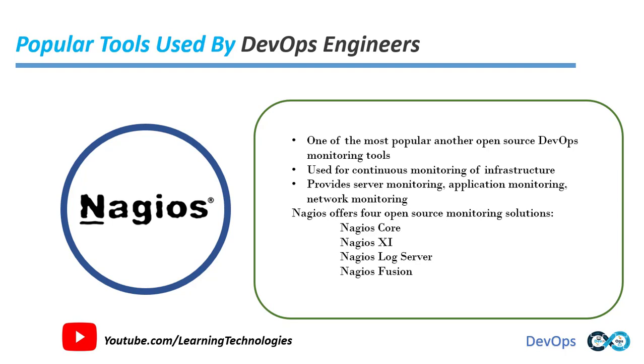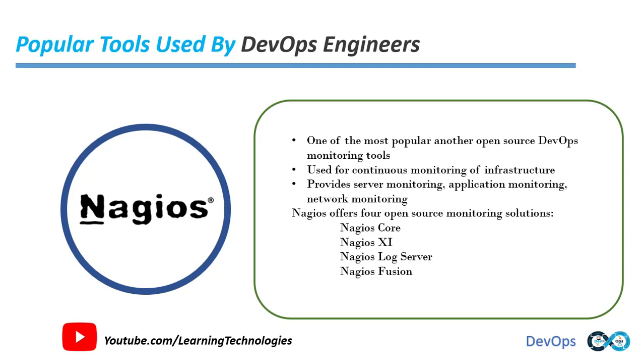Nagios offers four open source monitoring solutions. One is Nagios Core, Nagios XI, Nagios Log Server, Nagios Fusion. Nagios Core is a command line tool with all basic functionalities. You can also opt for Nagios XI that comes with a web-based GUI and monitoring wizard. Nagios writes a handy comparison of their capabilities.